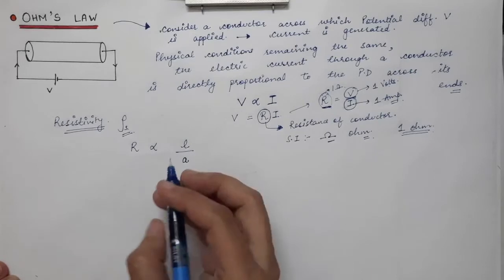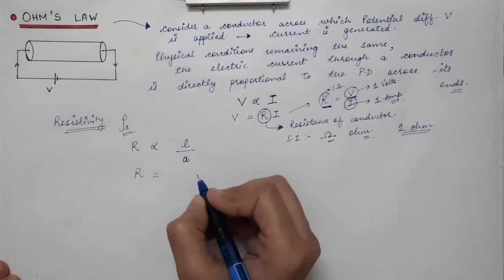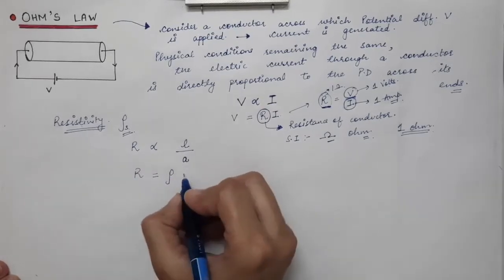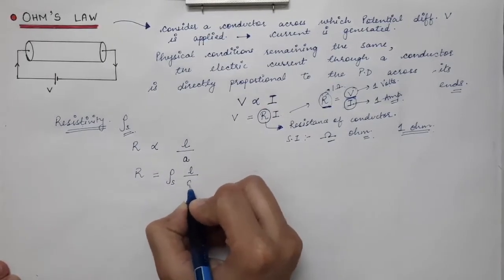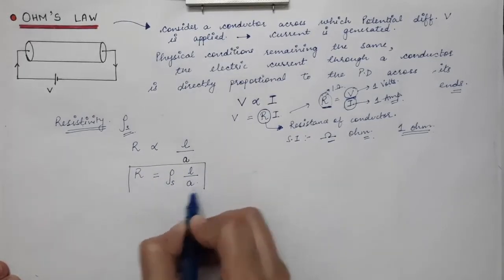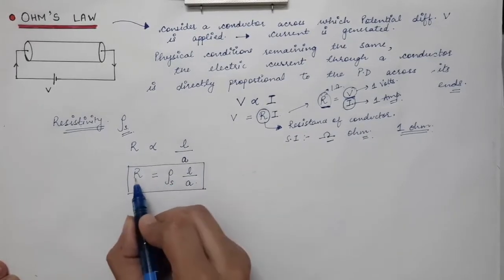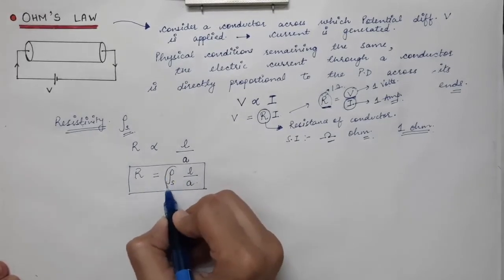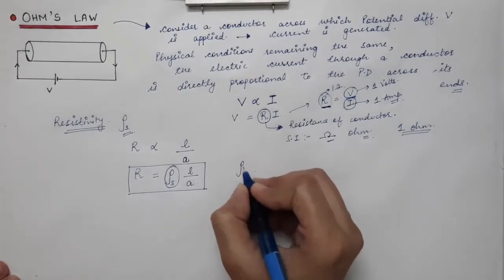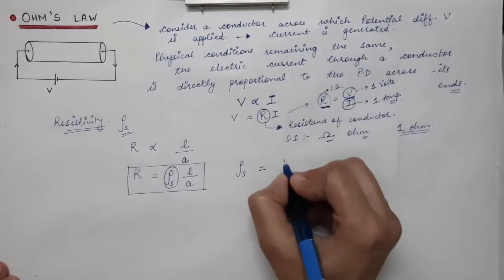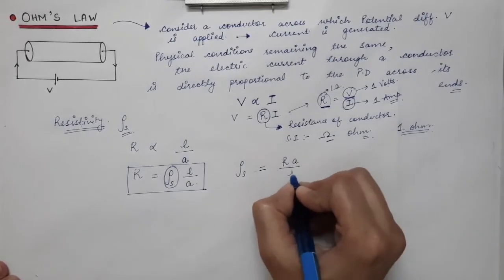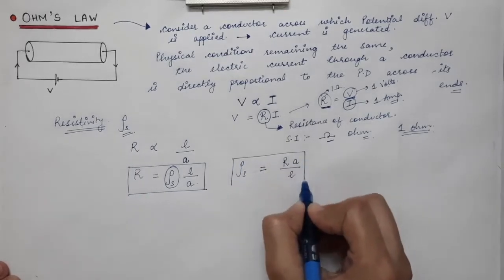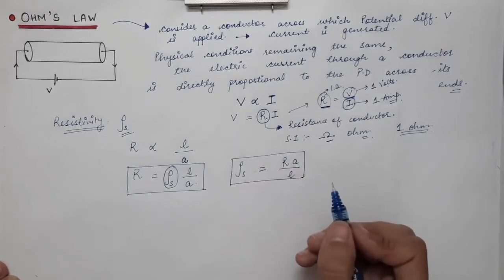Now when you remove this proportionality, resistance will be equal to a constant, and that constant is nothing but the resistivity, into L divided by A as it is. So this is the formula of resistance, how it is related to the resistivity of the material. From here you can take specific resistance or resistivity on the left hand side, and that will be equal to R into A divided by L. So this is the formula of finding the resistivity of a material.